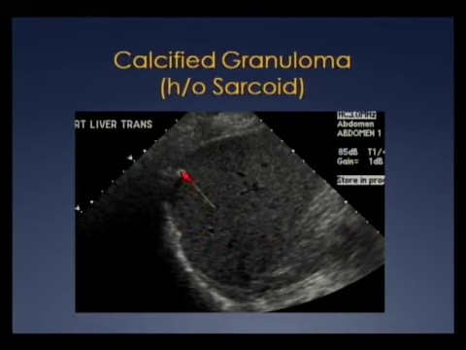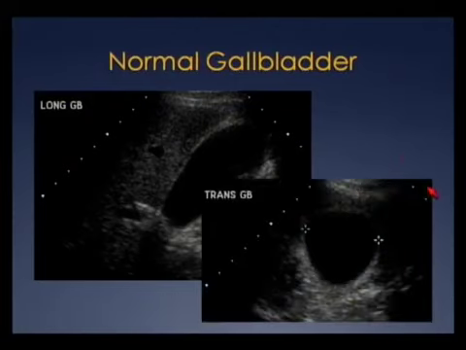Just a cute little granuloma with some posterior shadowing in a patient with sarcoid. We frequently see granulomas, but when they're tiny, we will not usually see this little focus of shadowing. Moving on to the gallbladder.